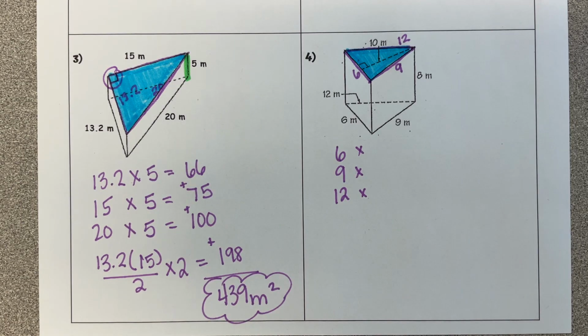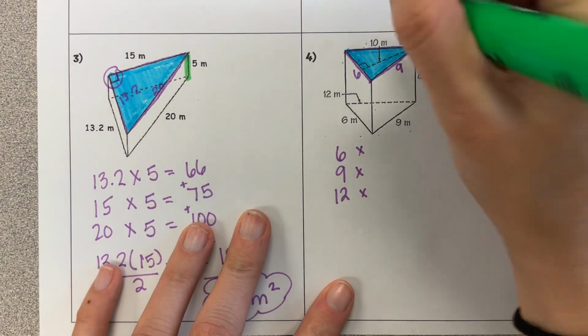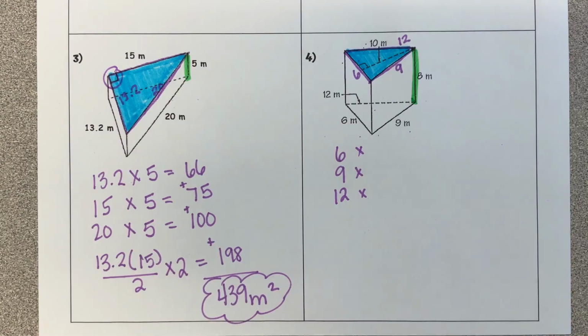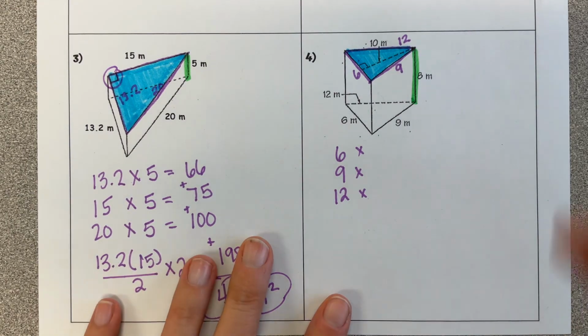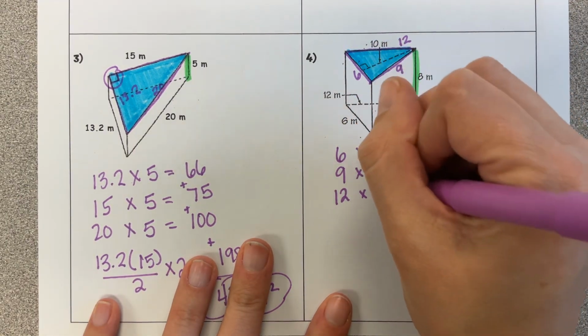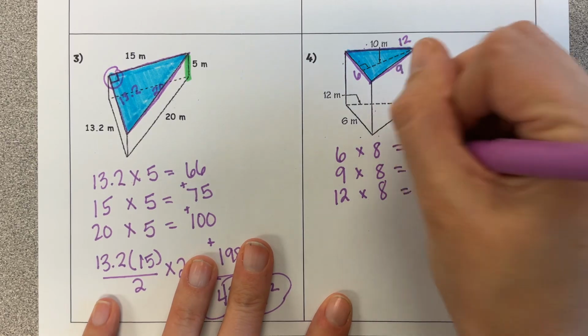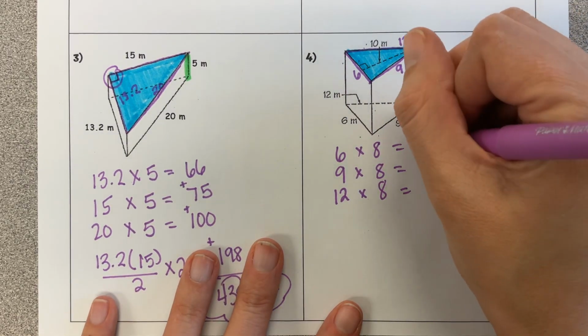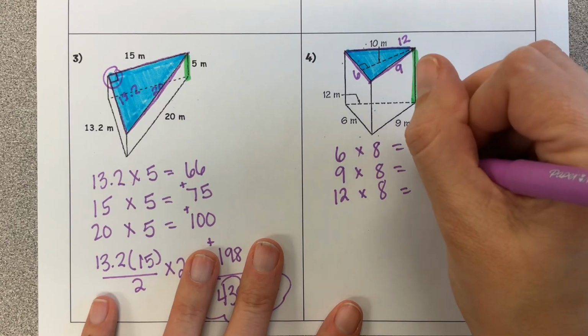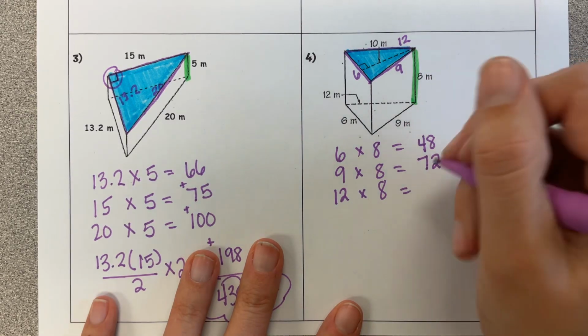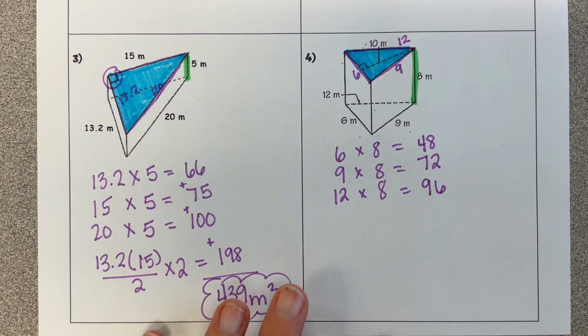We are multiplying that by the height that connects the 2 triangles together, the top to the bottom, which is this height of 8. So I'm going to multiply that. 6 times 8 is 48. 9 times 8 is 72. 12 times 8 is 96.